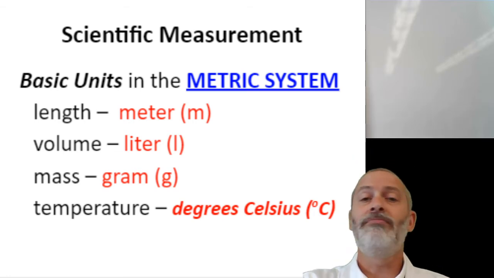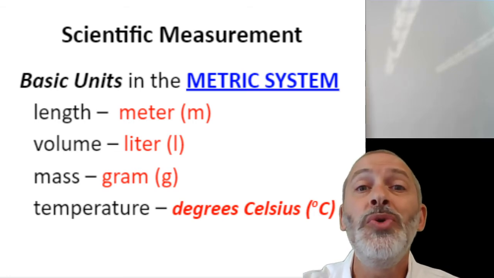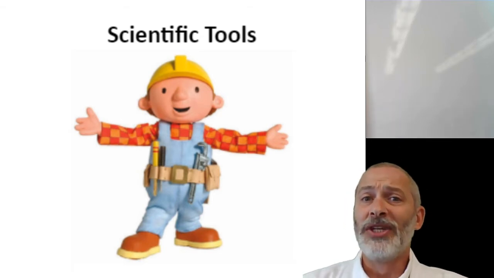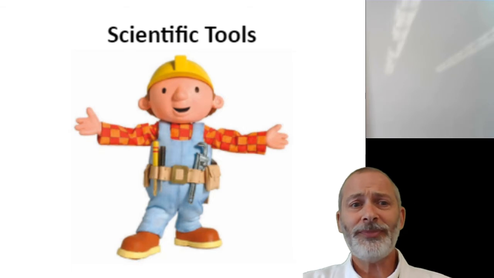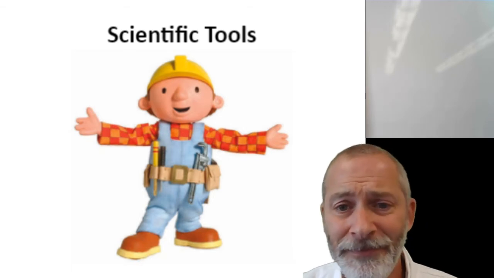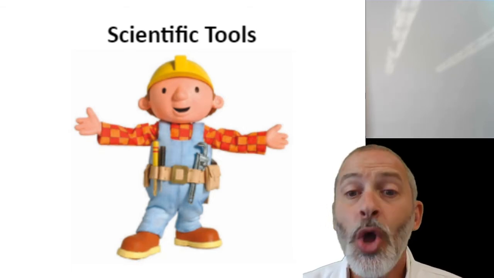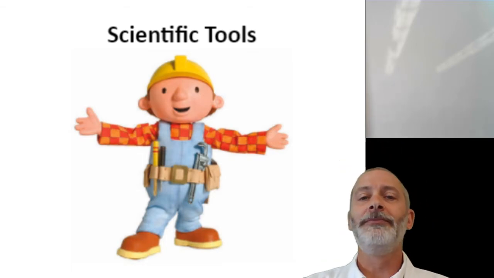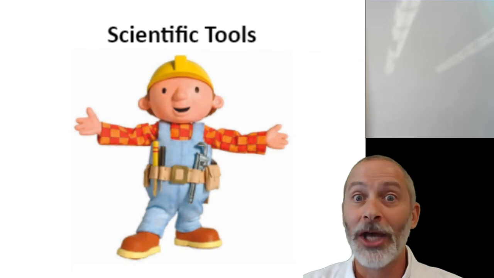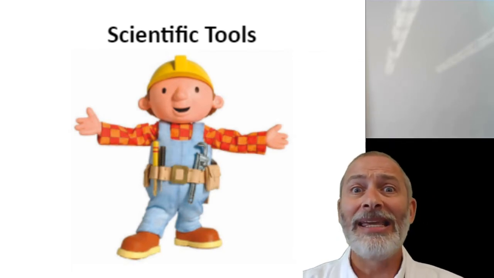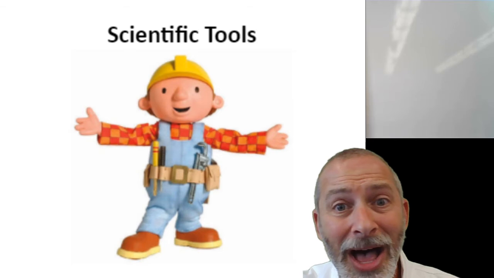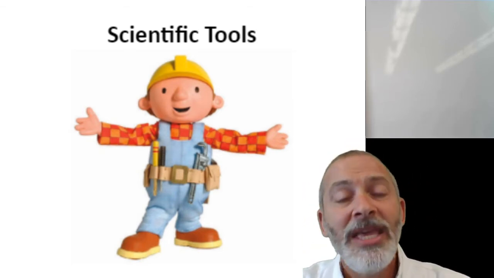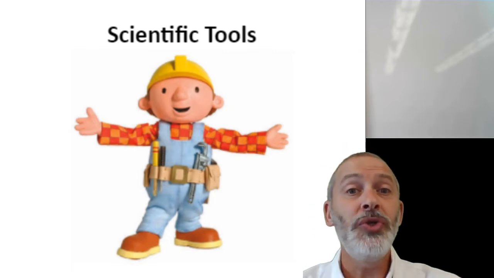All right, so all fine and good, but how do you use those units? Well, let's talk about scientific tools. If you look at our friend here, Bob the Builder, what does he have around his waist? Call it out. That's right, a tool belt. And can he do it? Can Bob do it? Can Bob do it? I think he can. He's using tools to do the job.